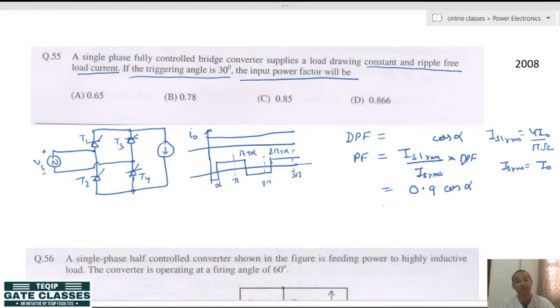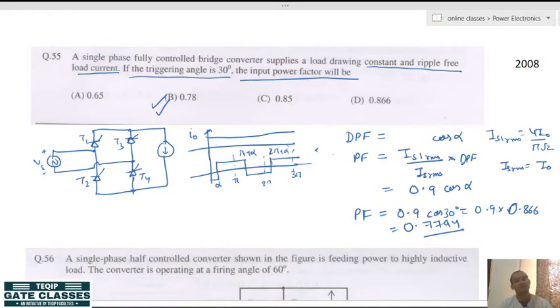It is better if you remember the formulas for some particular cases. In this case, what power factor will we get for alpha equal to 30 degrees? It will be 0.9 into cos 30 degrees, that is 0.9 into 0.866, because cos 30 is root 3 by 2. When you calculate it, it comes to around 0.7794. So 0.78 is the input power factor.